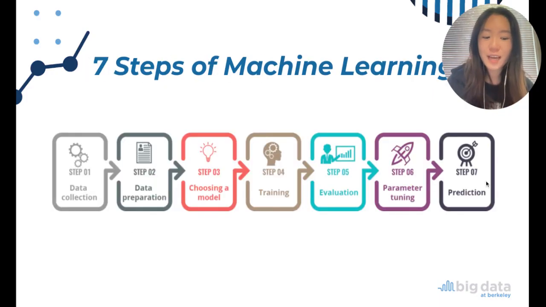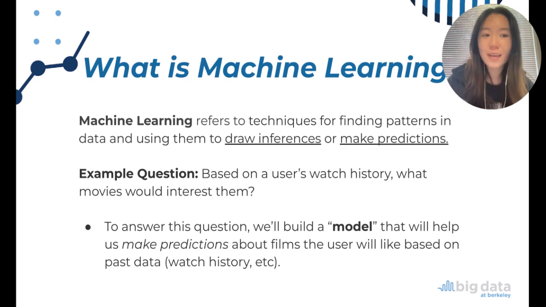So let's first start off by saying what machine learning is. Machine learning essentially refers to the techniques for finding patterns in data and using them to draw inferences or to make predictions in the future. For example, if we look at a user's viewing history, we want to ask ourselves what websites would interest them. In order to answer this question, we'll be building a model that is created using training, and this model is going to help us make predictions based on the past data that we've seen.